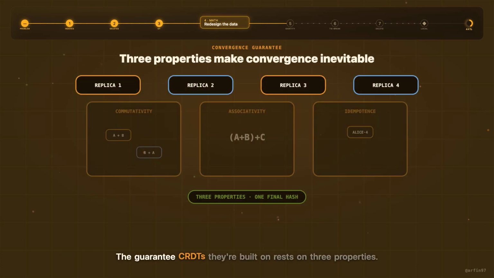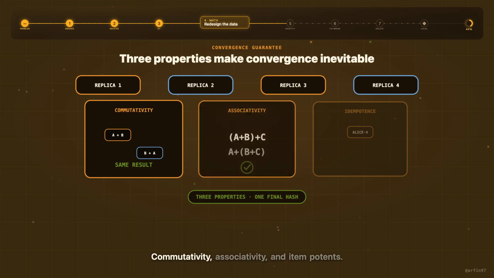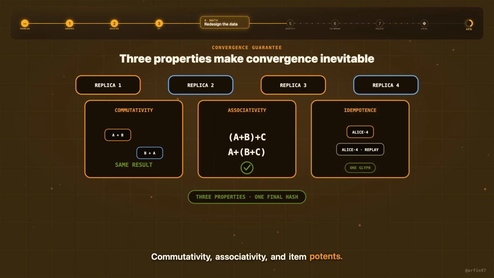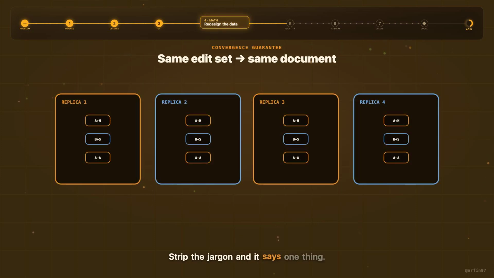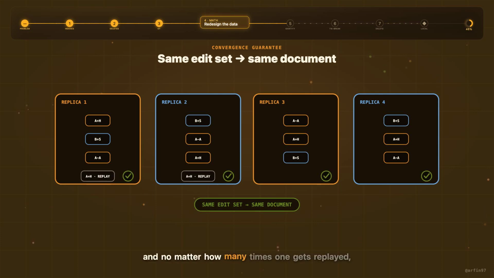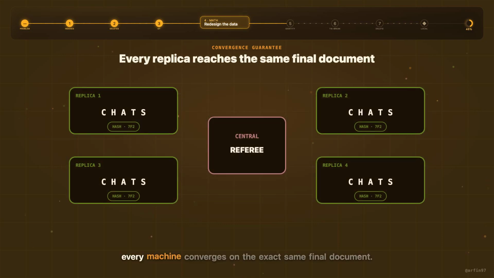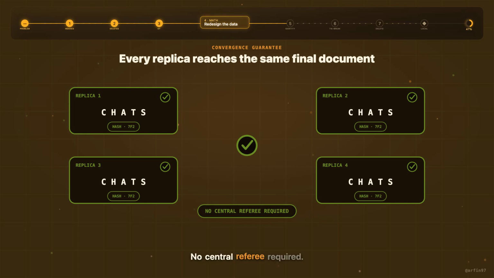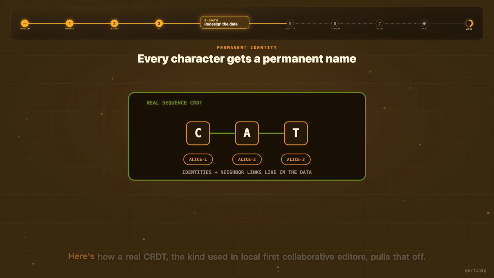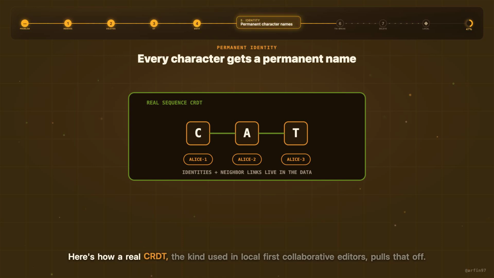The guarantee CRDTs are built on rests on 3 properties: commutativity, associativity, and idempotence. Strip the jargon and it says one thing. No matter what order edits arrive in, and no matter how many times one gets replayed, every machine converges on the exact same final document. No central referee required. Here's how a real CRDT, the kind used in local-first collaborative editors, pulls that off.